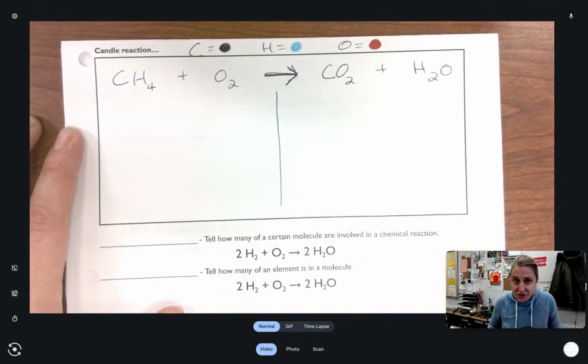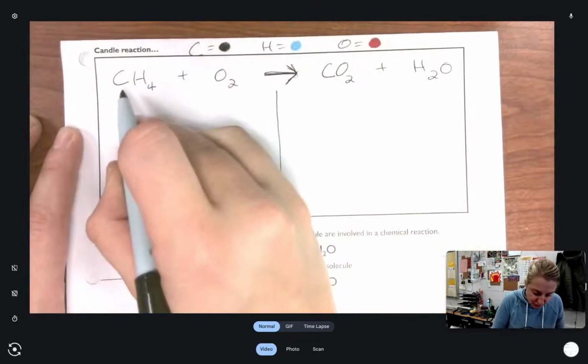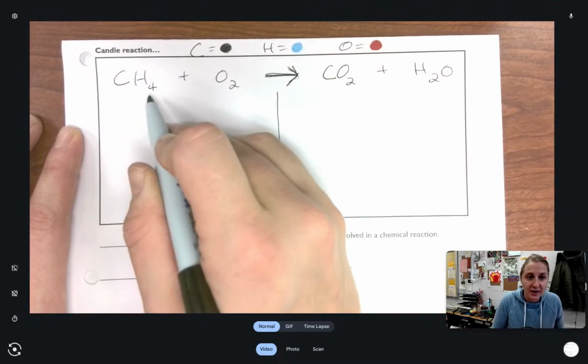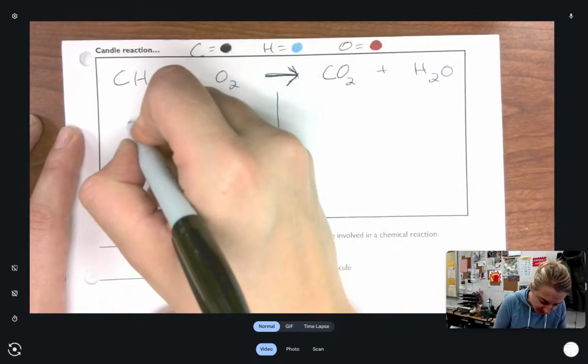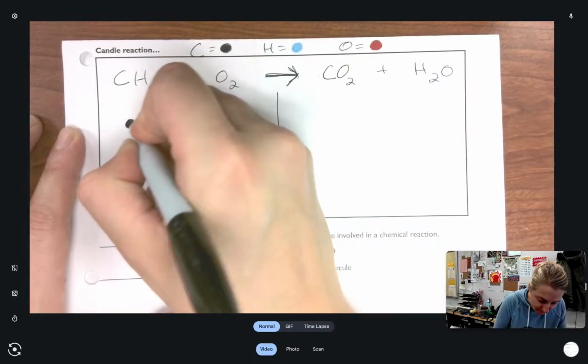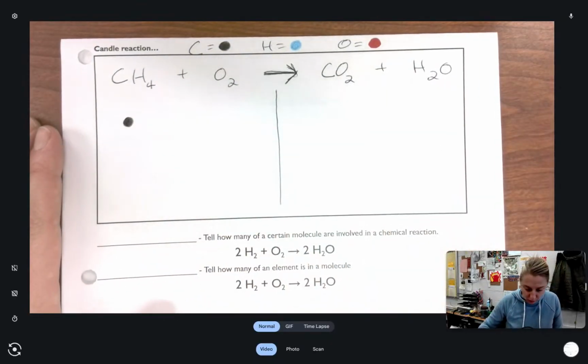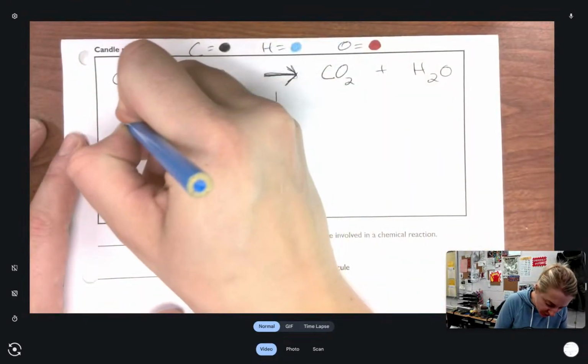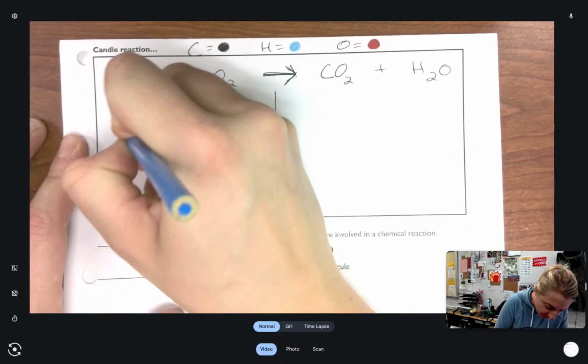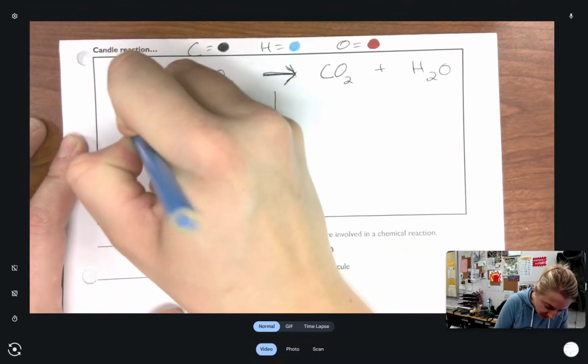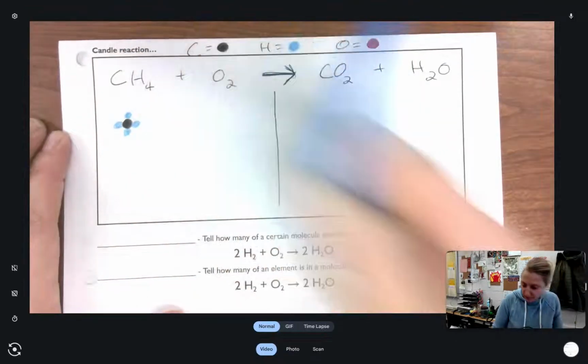Next, let's draw each of these molecules. CH4 has 1 atom of carbon and 4 atoms of hydrogen in it. Remember, this is a molecule. If you remember, a molecule is anytime you have 2 or more atoms stuck together. So it's important that these are all touching because these are atoms stuck together into a molecule.